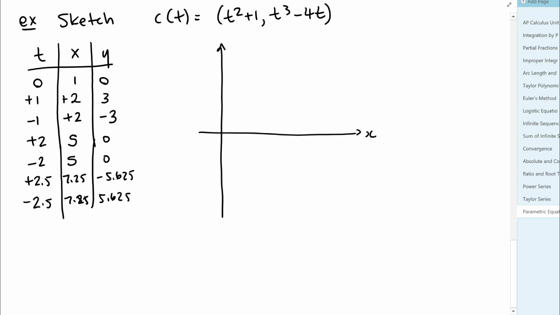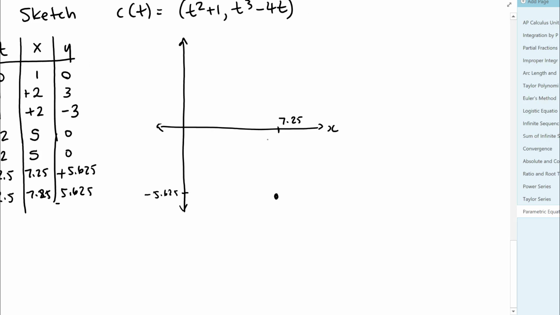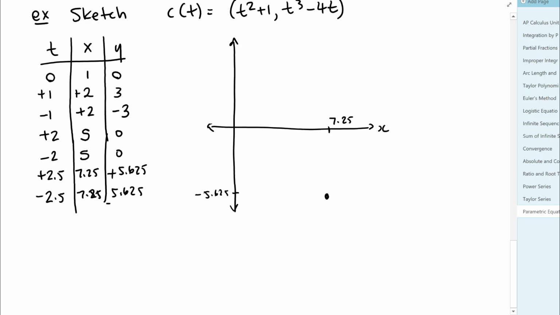And then I have my Cartesian plane. And what I notice, let's start at the lowest t value, is my x value is 7.25 and my y value, I think this is switched around. I think this is negative and this is positive. So we get a point down here. So this is 7.25 and -5.625. And then the next coordinate that I get at -2 turns out to be at 5, 0, which is up here. So this is a coordinate of 5.